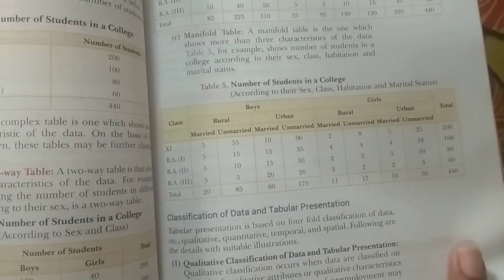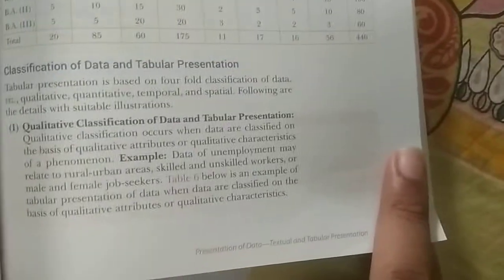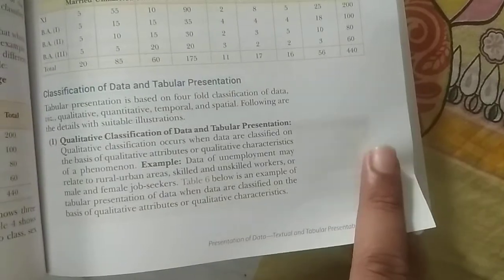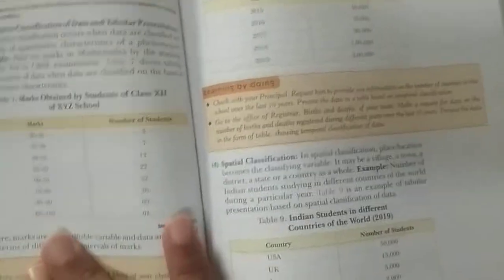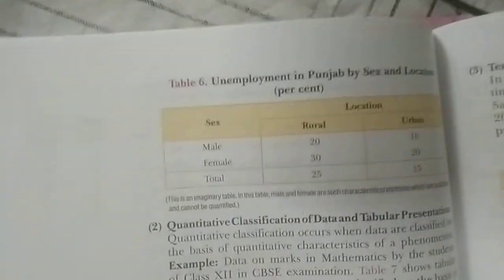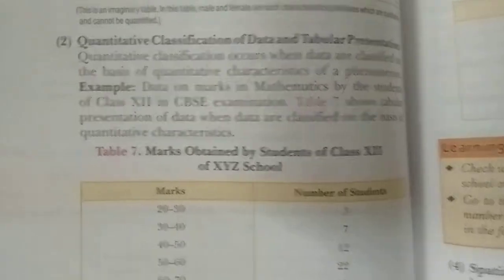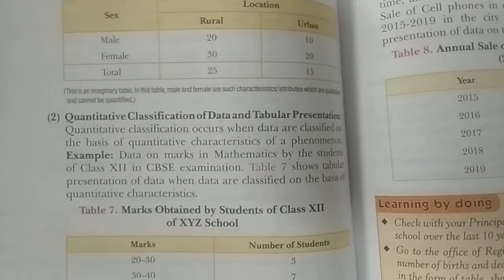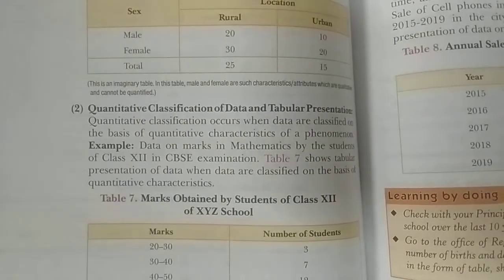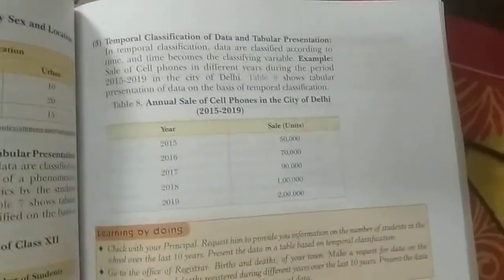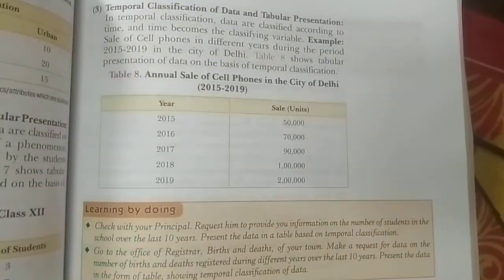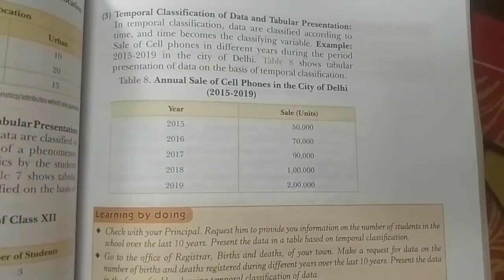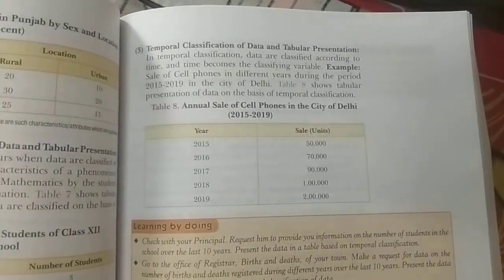Now the classification of data and tabular presentation. This is the quantitative classification. When we classify the data on the basis of quantity, that is called quantitative classification, like this one. Qualitative classification: when we classify the data on the basis of quality, that is called qualitative classification. So quantity gives quantitative, quality gives qualitative classification. Temporal classification: when we classify the data on the basis of time period, like these different time periods given over here and the sales of the firm, that is called temporal classification.